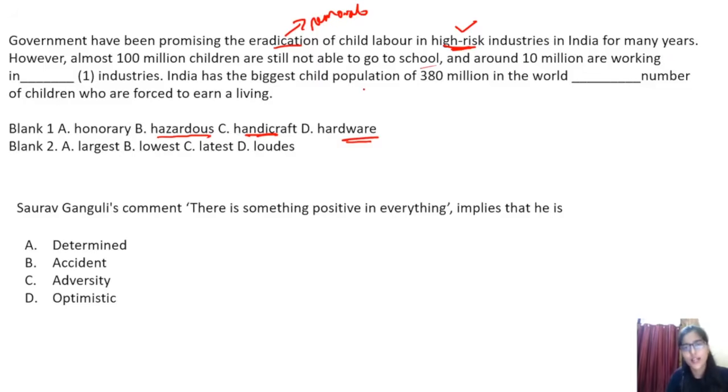Then India has the biggest child population of 380 million in the world. Dash number of children who are forced to earn a living. So you can see this is the population that India has of 380 million in the world.